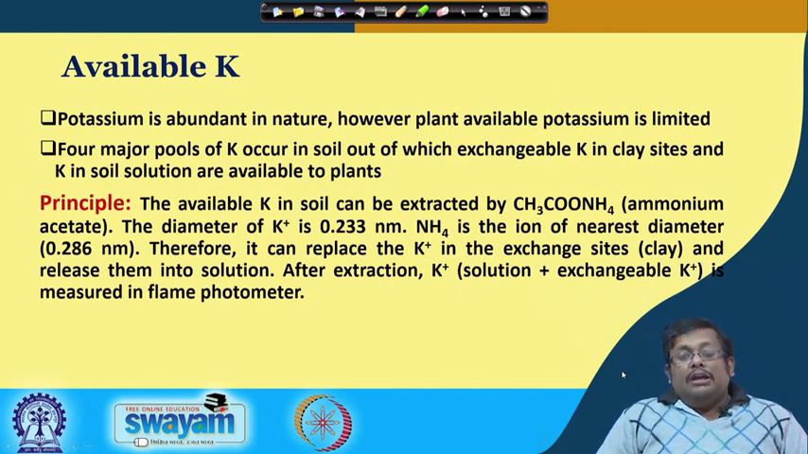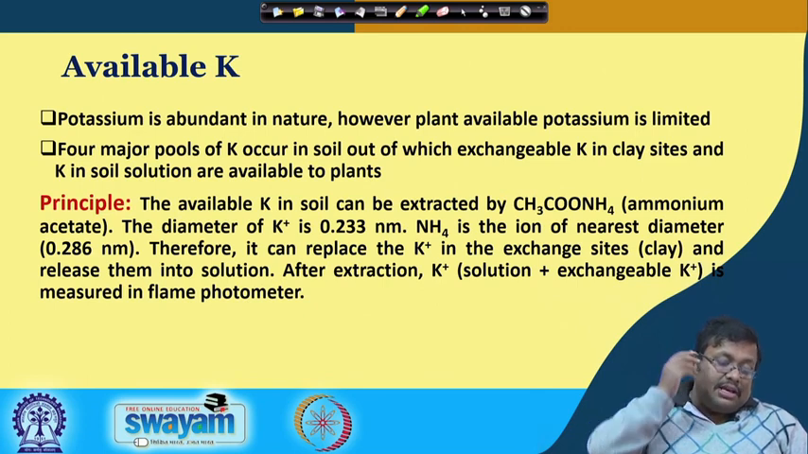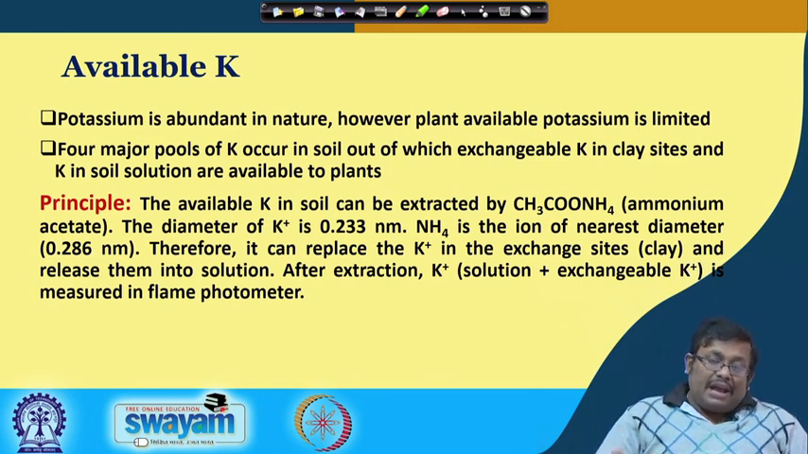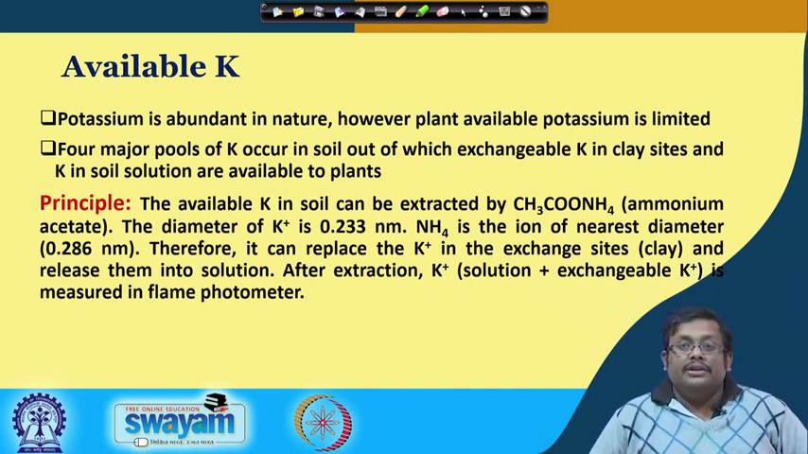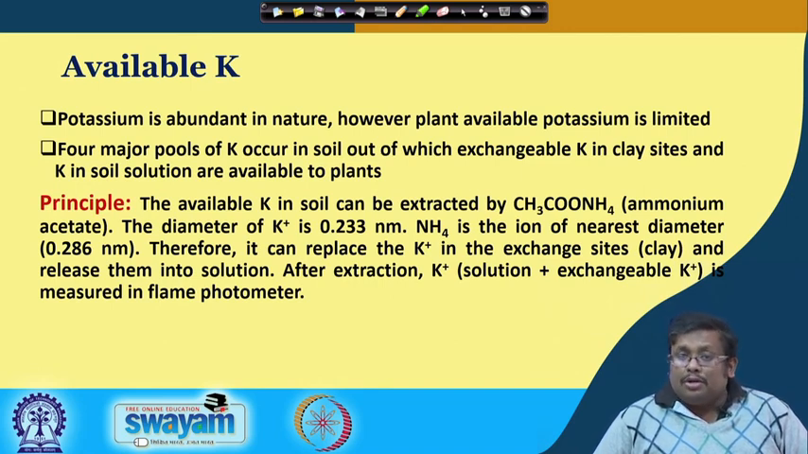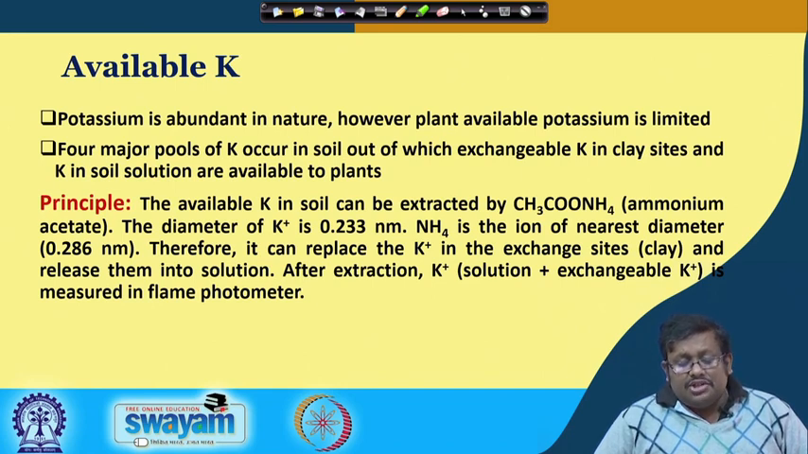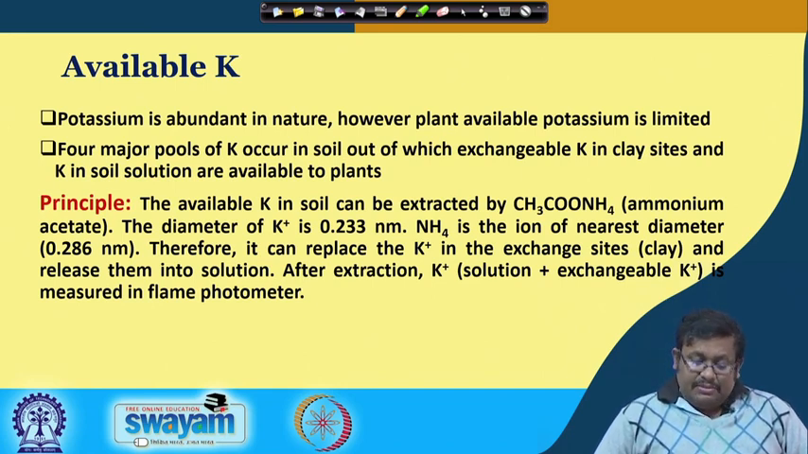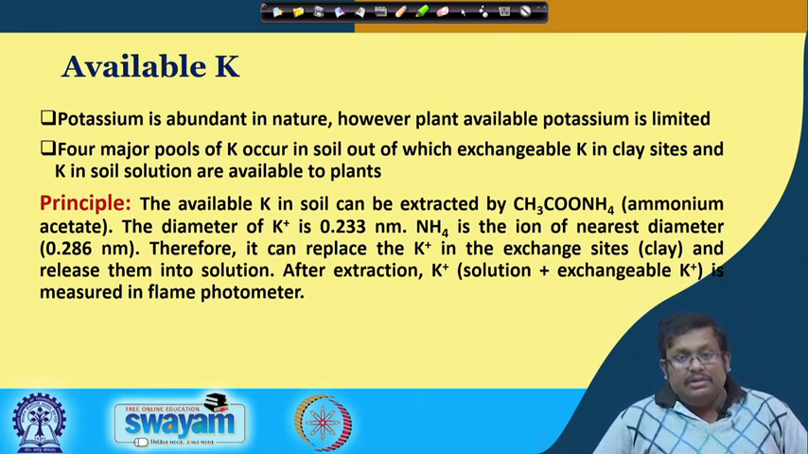Okay. Now, the final major macronutrient, I would say final primary nutrient, is potassium, and available potassium is also very important for measurement of the soil fertility status. So, potassium is abundant in nature, however, plant available potassium is always limited. You know that there are 4 major pools of potassium in soil, out of which only exchangeable potassium on clay sites and potassium in soil solution are available to plants. We have already discussed it in our previous lecture.